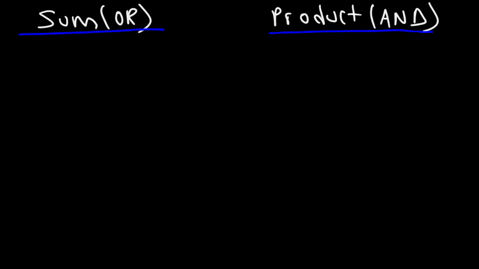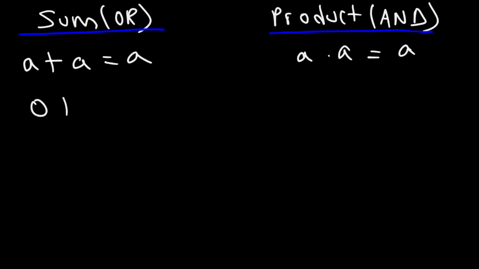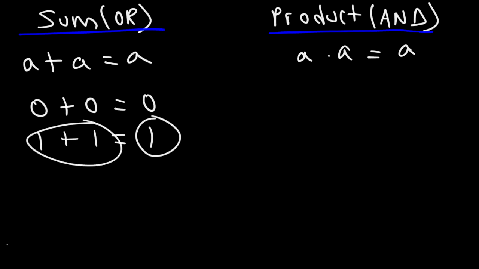Now let's move on to our next operation. Idempotency. I believe that's how you say it. So for this particular property, you need to know that A plus A is equal to A, and A times A is equal to A. So 0 plus 0 is equal to 0. So if you have an OR logic gate, if both inputs are off, the output will be off. And also 1 plus 1 is equal to 1. So if both inputs are in the on state, the output will be on as well.